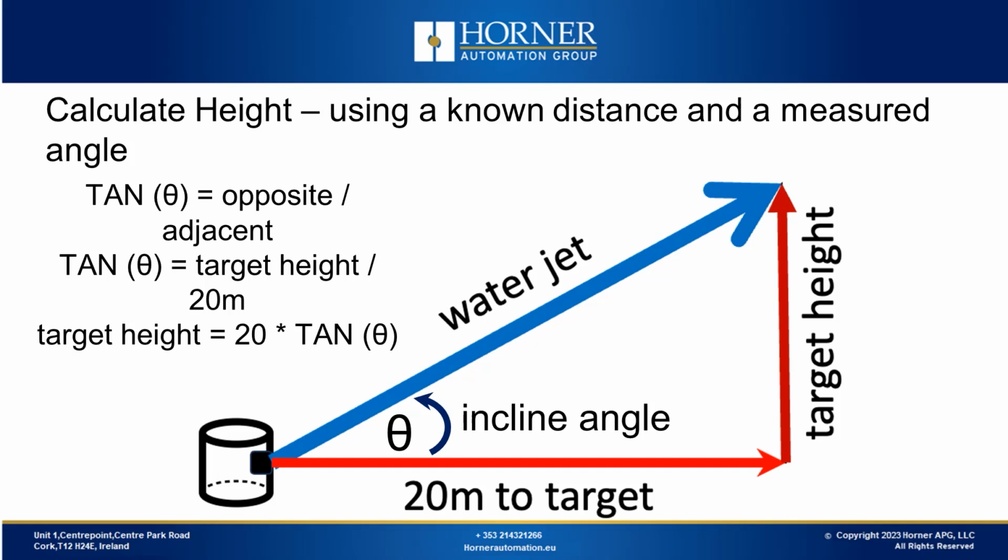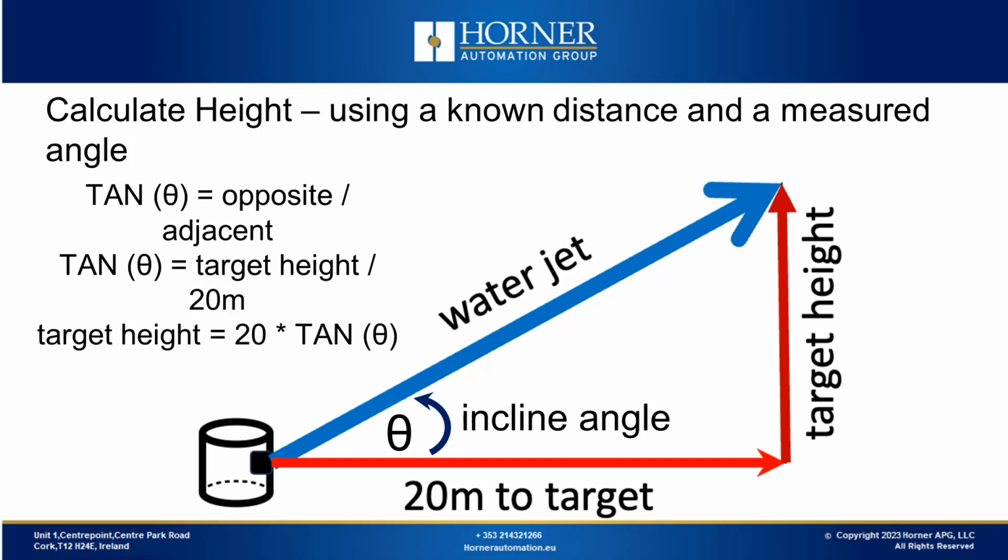It's our target height. The reason we can calculate this using trigonometry is because we're going to be measuring our inclined angle using an inclinometer. We're going to have a known measured distance between our water jet nozzle and our target, which we're going to say in this example is 20 meters. And because we know the angle and we know the distance to the target, we can use trigonometry to calculate the height at which the water jet is going to strike our target.